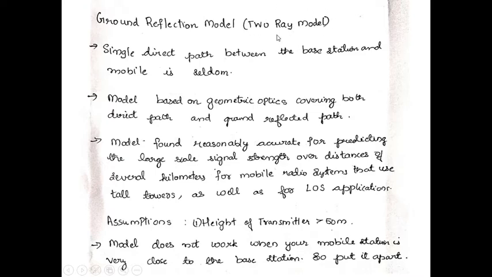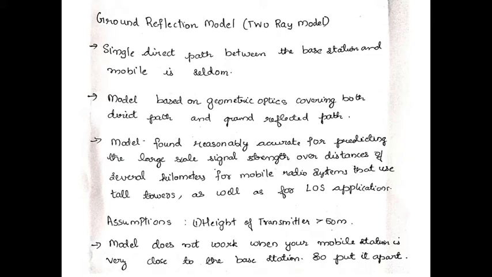We have seen the free space propagation model, where there was a direct line of sight path between the mobile station and the base station. But in the actual case, this direct path is seldom alone, and in some cases there will be a ground reflected path. This type of model is found accurate for predicting large-scale signal strength over a distance of several kilometers for a mobile radio system that is using tall towers, as well as for LOS applications. So in certain cases, based upon the geometry, there may be reflection.